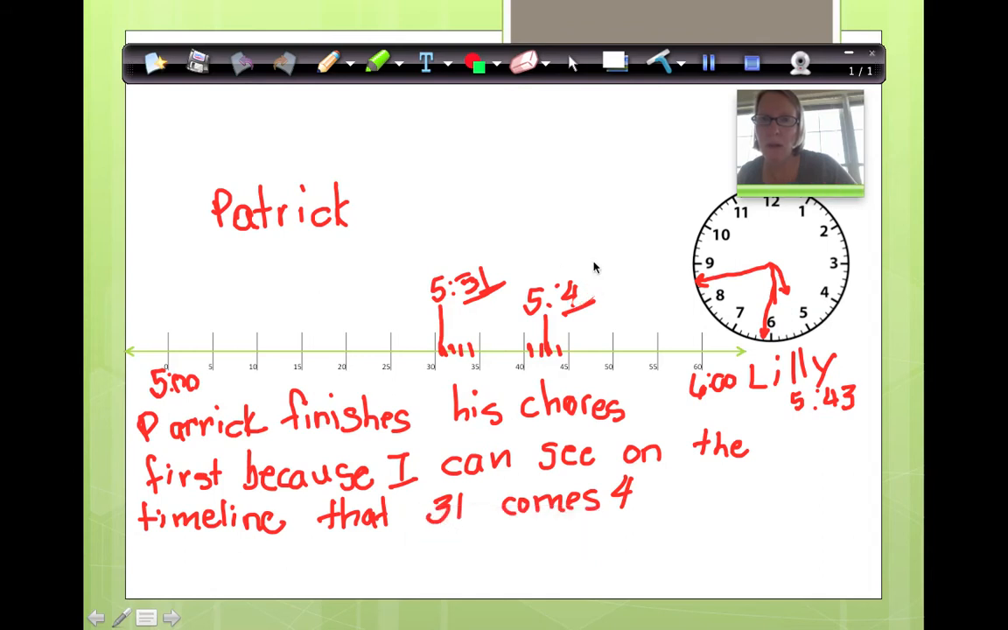Well, you know, Mrs. Corlett makes mistakes. It's what she does sometimes. I know. That's right. Nope. Try it again. Click. Okay. Here we go. 5:43. Because 31 comes before 43. Patrick. This looks like an R. Patrick finishes his chores first because I can see on the number line that 31 comes before 43.